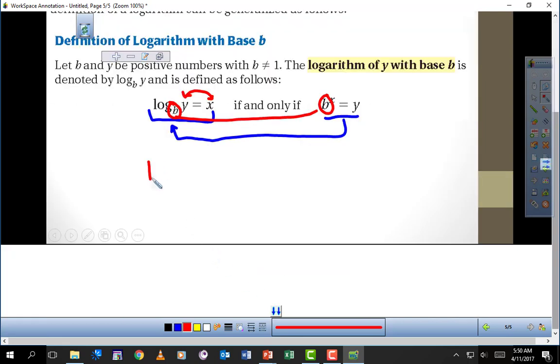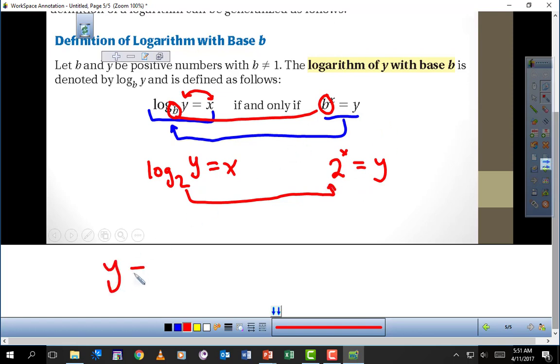Like for example, if we have log base 2 of y is equal to x, then to go to exponential form over here, we're going to put 2 here, and now these two switch places. Okay, so we're going to put x here is equal to y. So there you have it. This is exponential form that we were talking about just a few moments ago. y is equal to 2 to the x. And this turns out to be the inverse function.